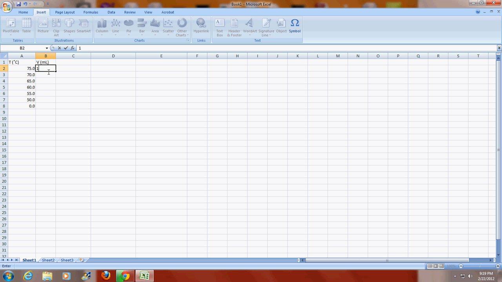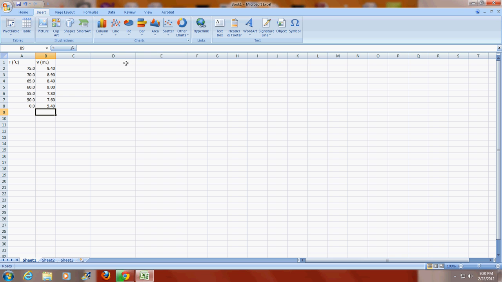So I'm going to enter in the volumes, which are in milliliters, and the first one at 75 is 9.4, 9.9, 9.4, 8, 7.8, 7.6, and 5.4. Okay. I think I entered that in wrong. That should be 5.4. Okay. So those are my volumes in milliliters.